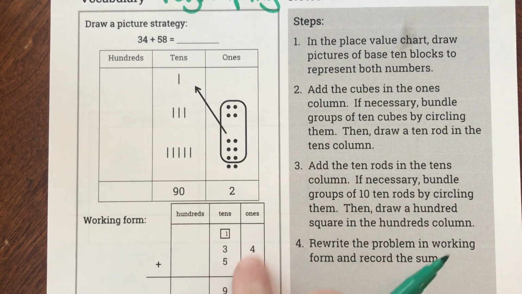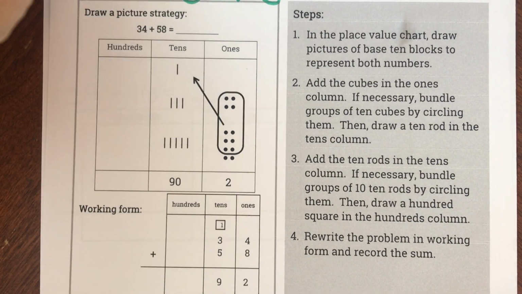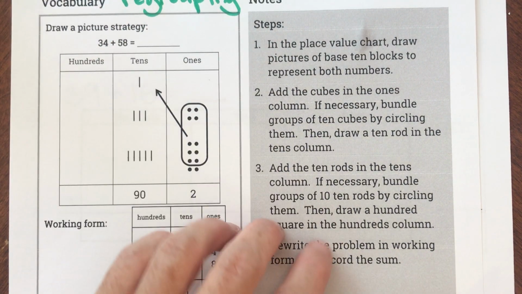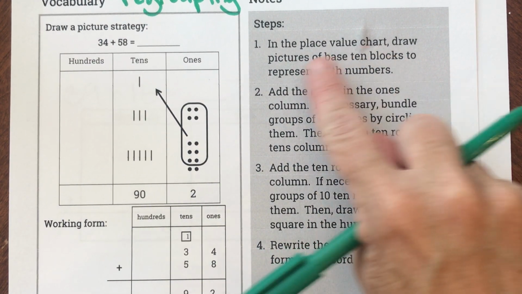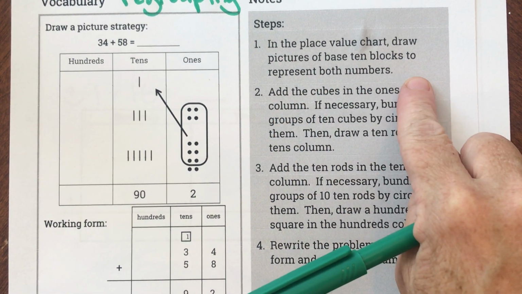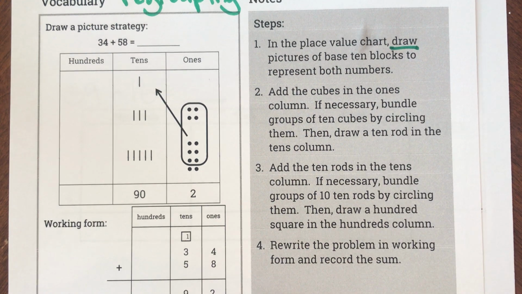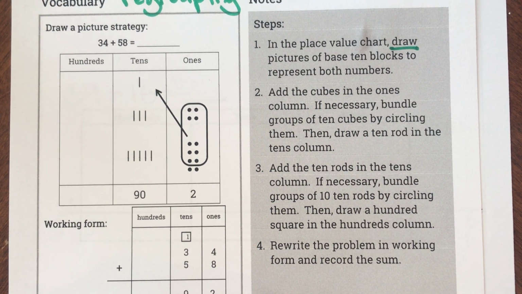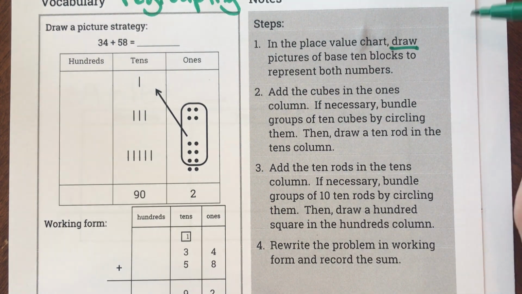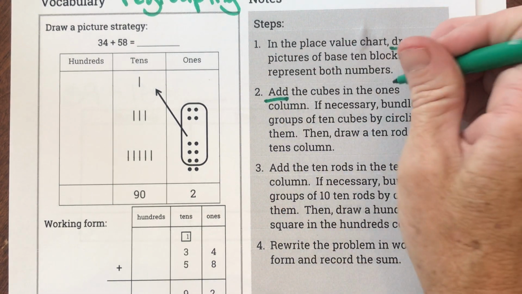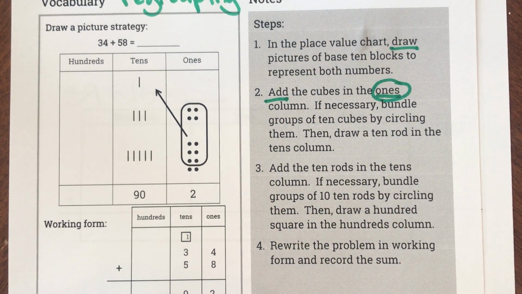Okay, I'm going to show you this part in my example, but let's look at our steps, ladies and gentlemen. In our steps, it says, in the place value chart, draw pictures of base 10 blocks to represent both numbers. So why don't we just underline draw? Our first step is we're going to draw our 2 addends. Then it says add the cubes in the ones column. We're just going to add ones next. You always start in the ones.